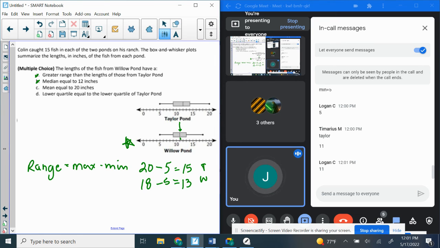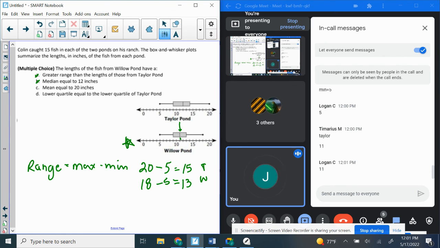The mean is equal to 20 inches. So you can't find the mean. There's not enough information from a box and whisker plot to discuss mean ever. You can guess about where it is relative to its distribution, but to give an accurate mean wouldn't work. Not to mention, mean equal to 20 inches is the largest number on Willow's Pond and Taylor's Pond. So the largest number is never going to be your mean. That's going to be your max, right?